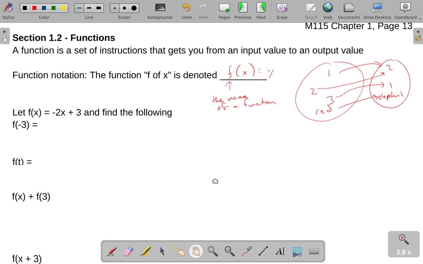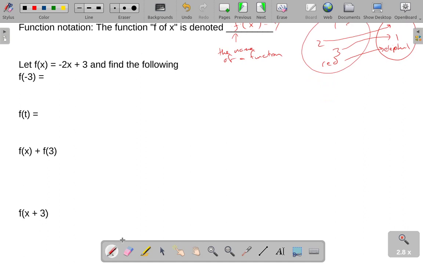Alright, so let's just do a couple examples here, see if we can make sense of this. Let f of x be negative 2x plus 3, and find the following. Well, let's find f of negative 3. If f of x equals negative 2x plus 3, you can look at this as kind of a recipe. If I tell you f of x, you can always replace it with negative 2x plus 3. And so specifically, if I tell you f of negative 3, then that negative 3 is just going to take the place of the x.